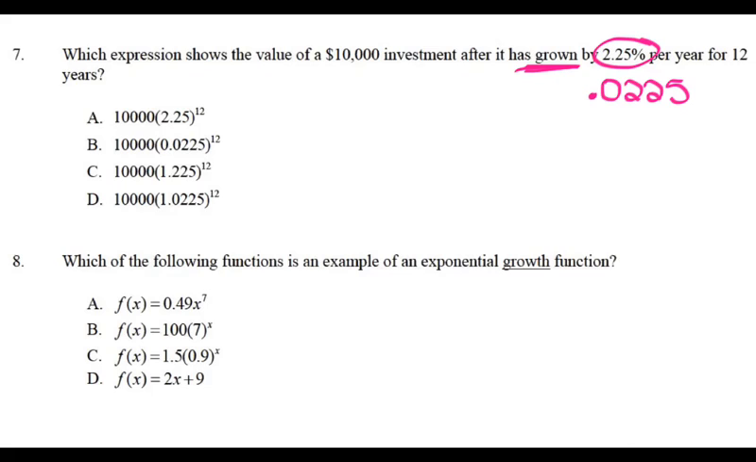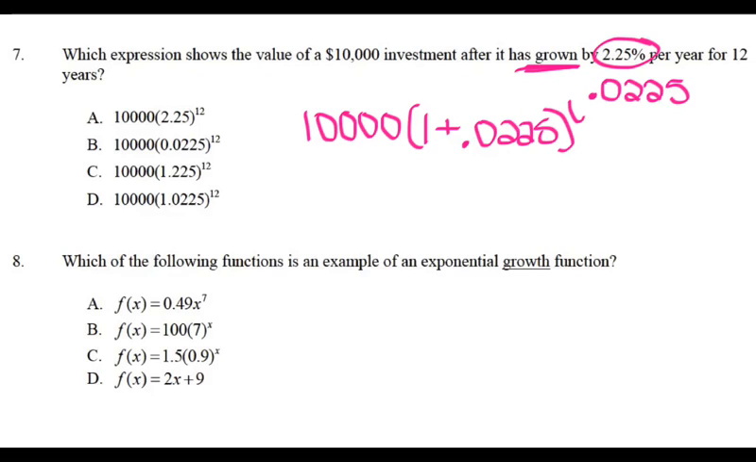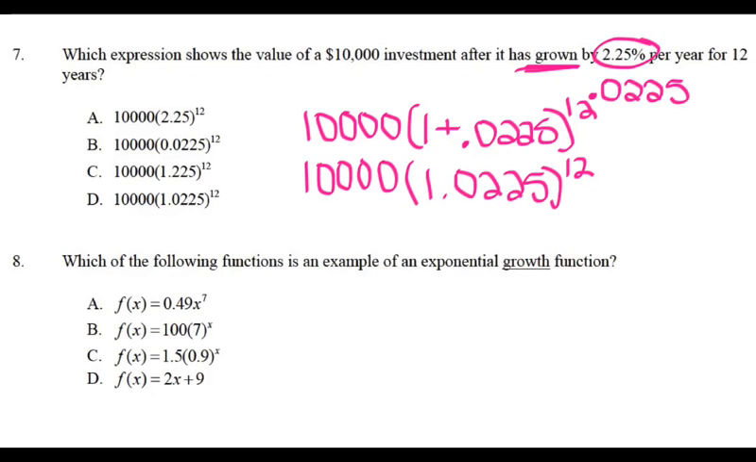So our equation, we're going to start with the initial value, which is 10,000. And then exponential growth or decay is always 1 plus for growth or 1 minus for decay. But we're dealing with growth, so I'm just going to go with 1 plus. And then whatever your rate is, so 0.0225 to the t. But we do know what the t is. T is 12 years, so I can go ahead and put in 12. We just need to simplify what's in the parentheses since we're just looking for the expression. So that's 1.0225 to the 12th power. So your correct answer for that is letter D.